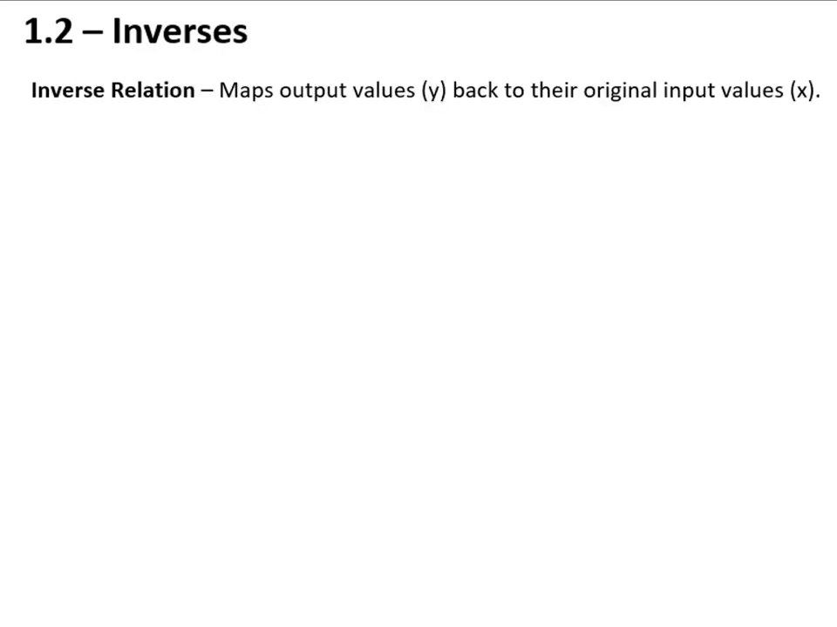Okay, an inverse relation maps output values back to their original input values. It's basically taking us completely backwards through a function or relation. Instead of plugging something in and getting something out, what if we wanted to do that process backwards? Take those outputs, plug them into something, and get back the original input. That's what an inverse relation does for us. Okay, so that's what we're talking about today.